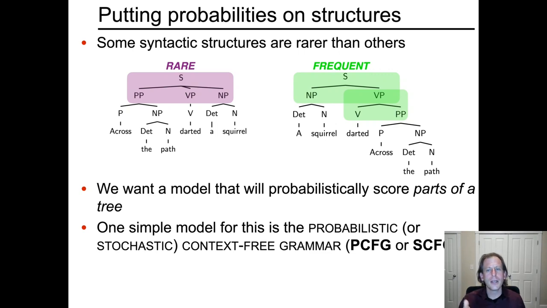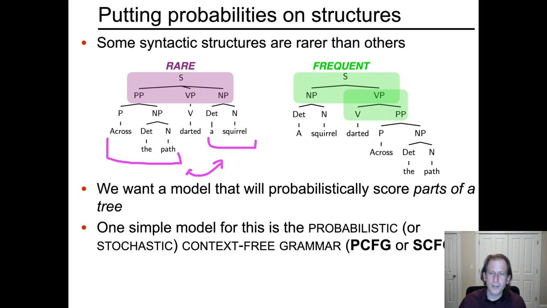So for example, here's the same meaning, or something very similar to the same meaning, expressed in two different word orders. Across the path darted a squirrel, as opposed to a squirrel darted across the path. The first structure is a very unusual way. And so we might find it more surprising or unexpected, and if there were some ambiguity, we might disprefer it. The second structure is canonical. The first structure is what's called locative inversion. The relative order of this locative phrase and this subject are inverted relative to their ordinary order.